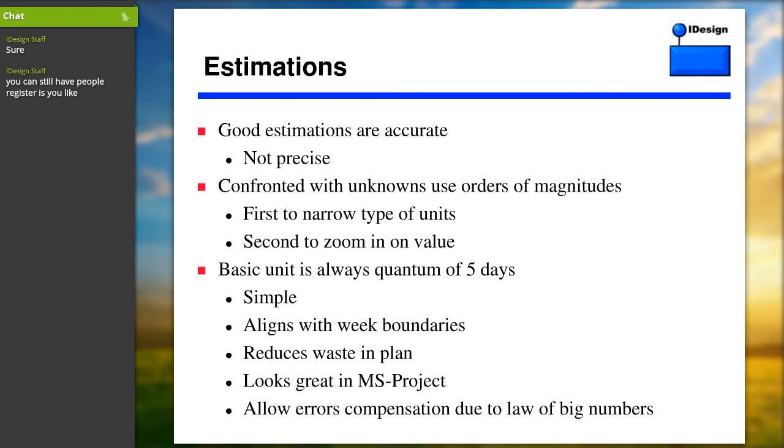And aligning it on week boundaries tends to have two nice side effects. First of all, it reduces waste, since tasks that don't last a week or take less than a week mean there's some slack at the end that gets wasted. In addition, some tasks are going to be over, some tasks are going to be under, but it tends to cancel each other out. And so if you keep the resolution fairly coarse, the overall estimation is going to be fairly accurate. In addition, aligning it on week boundaries makes MS Project look great. It literally aligns it on the week boundary. You don't have tasks that start on Friday and all this nonsense.